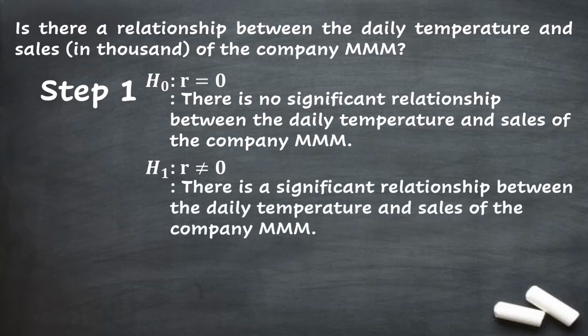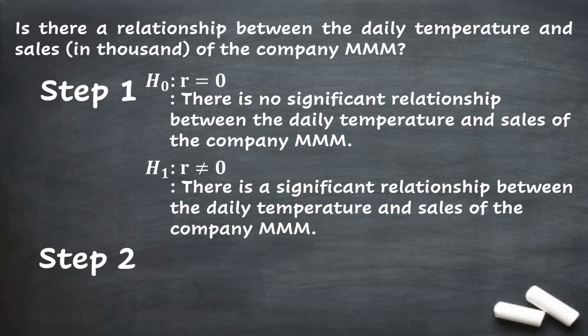And in sentence case, we have there is a significant relationship between the daily temperature and sales of the company MMM. You cannot state it as there is a high relationship between the daily temperature and sales of the company MMM, since we don't know if there is a relationship at all, or if there is a high or a low relationship between the two given variables. So all you can come up with is that there is a significant relationship between the daily temperature and sales of the company MMM. For the sentence case, you can write it down, or if you don't want to, you may opt not to write it down.